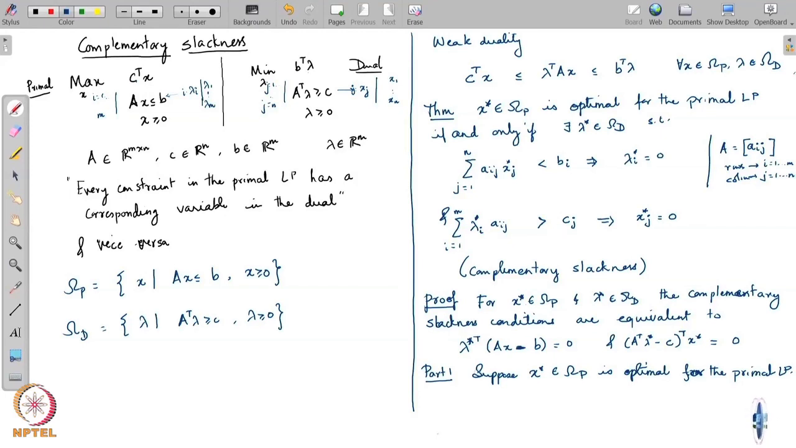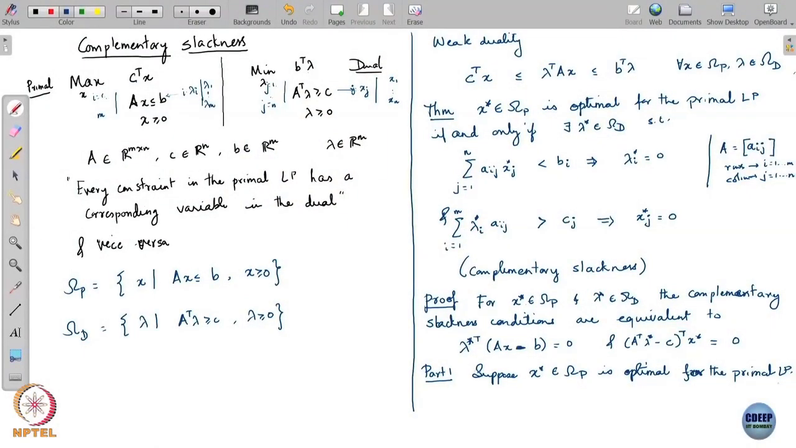Now if x star is optimal for the primal LP, is it possible that the dual is infeasible? It is not possible, because from the duality theorem of linear programming we learned that if the primal has a solution, then so does the dual, right. So if you have a finite optimal solution for the primal, you cannot have that the dual is infeasible, which means that omega d is not empty. Moreover, there always exists a solution to the dual and the optimal values are equal.